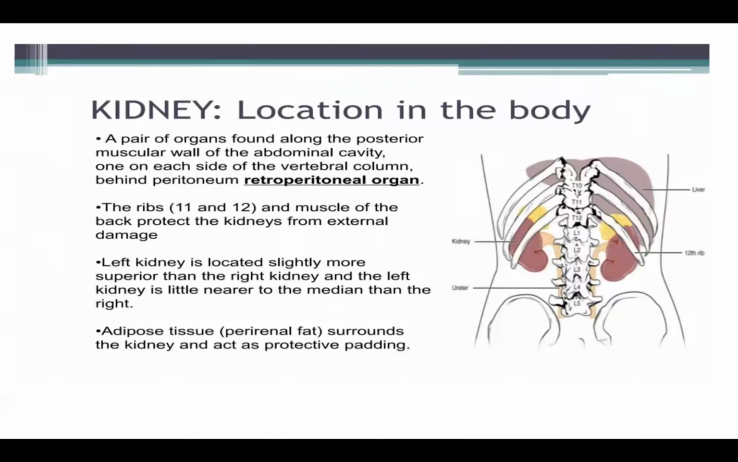Next, we first discuss the kidney. Location in the body: a pair of organs found along the posterior muscular wall of the abdominal cavity, one on each side of the vertebral column, behind the peritoneum, which makes it a retroperitoneal organ. The ribs 11 and 12 and muscles of the back protect the kidneys from external damage.